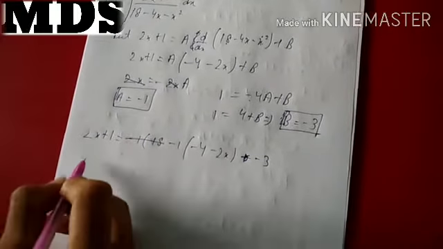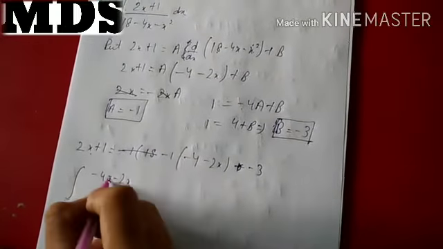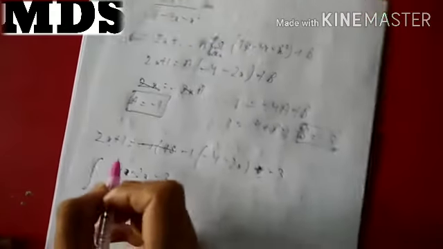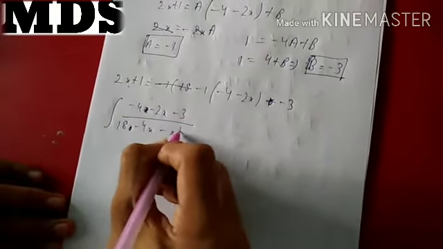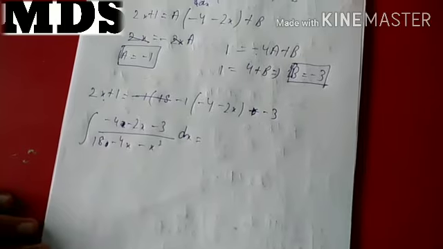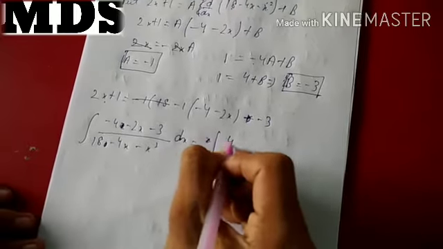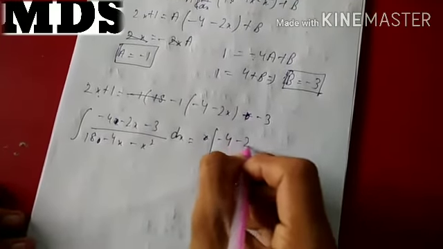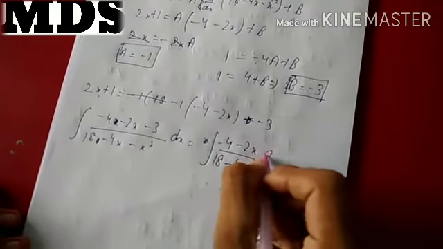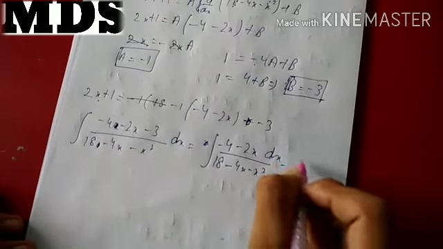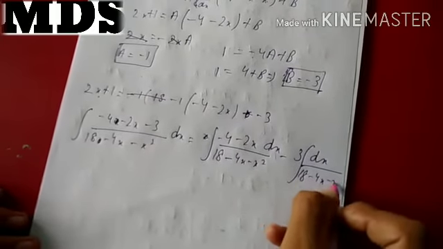So now our question will be minus 4 minus 2x minus 3 divided by 18 minus 4x minus x square dx. Now we can split it. We will get minus 4 minus 2x divided by 18 minus 4x minus x square dx, minus 3 into differentiation of 18 minus 4x minus x square.